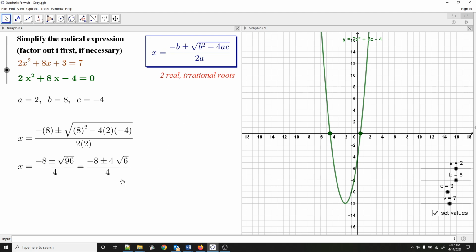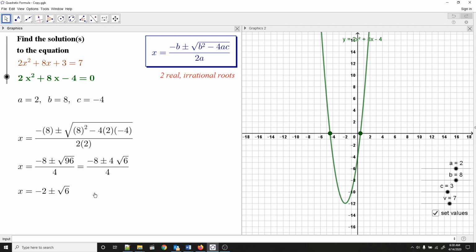Now, I should try to at least simplify this fraction, and I can as long as this constant and this coefficient outside the radical, be careful here, can all have something removed or factored out. The radical piece does not have to be included. In this case, 4 is divisible here, and here, and here. So I will divide everything by 4 and come up with negative 2 plus or minus radical 6. Now, this is the exact answer.